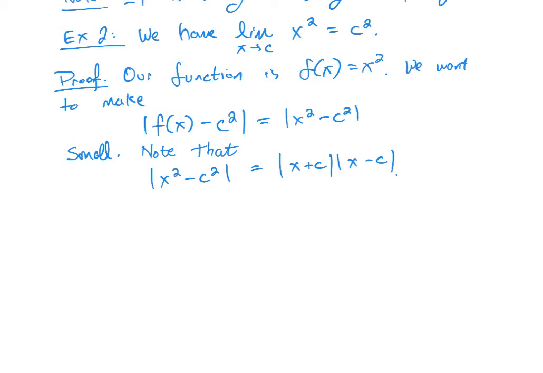Now, that absolute value of x minus c, that is perfect. We are directly allowed to say that's small because we get to choose delta, and delta is an upper bound on how big that is. Okay, so that's great. How do we get a handle on the absolute value of x plus c?